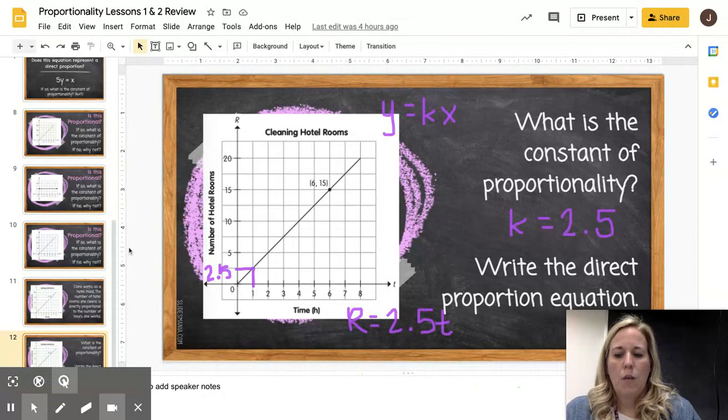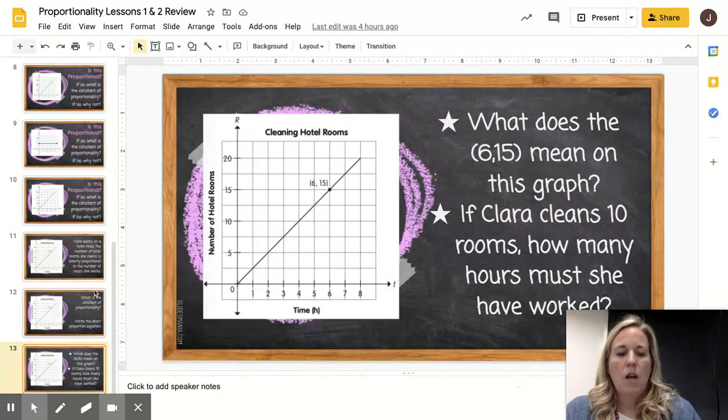One more slide. What does 6,15 mean on this graph? And if Clara cleans 10 rooms, how many hours must she have worked? Pause and try to answer.